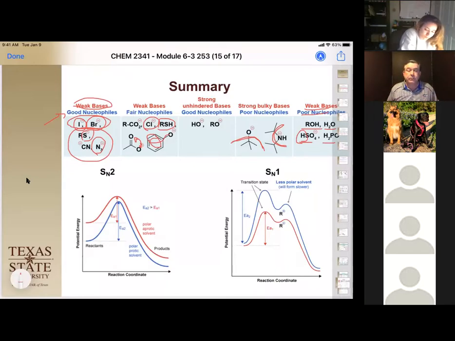Alcohols, neutrally charged species, or things that are monoprotonated, are poor nucleophiles and weak bases. So SN2: one hump, one transition state, products. SN1: at least one intermediate, at least a carbocation. And so you always have at least two humps, sometimes three. All right, questions on comparing SN1 to SN2?